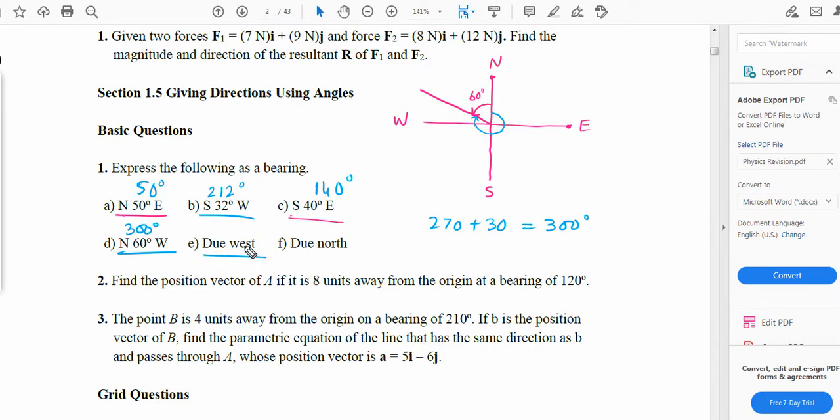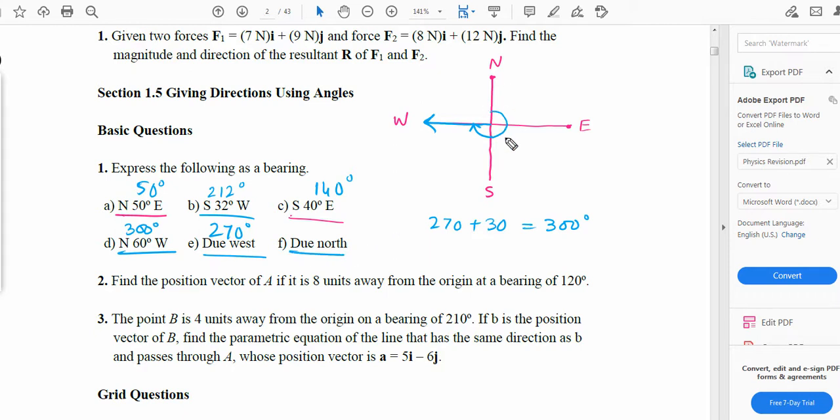Now E, it's quite simple, due west. So due west means you have to move here. This is your angle, due west. So the bearing will be 90, 180, 270. So for this one it's simple, 270.